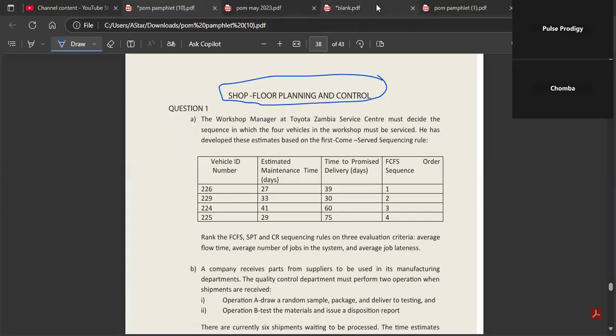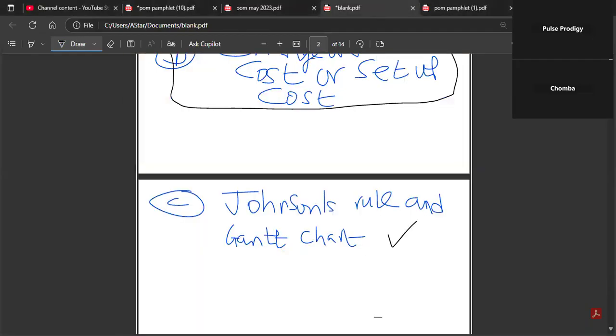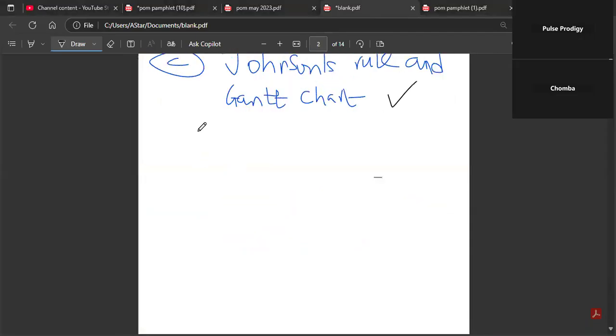Okay, so we'll be able to look at the sequencing rules.